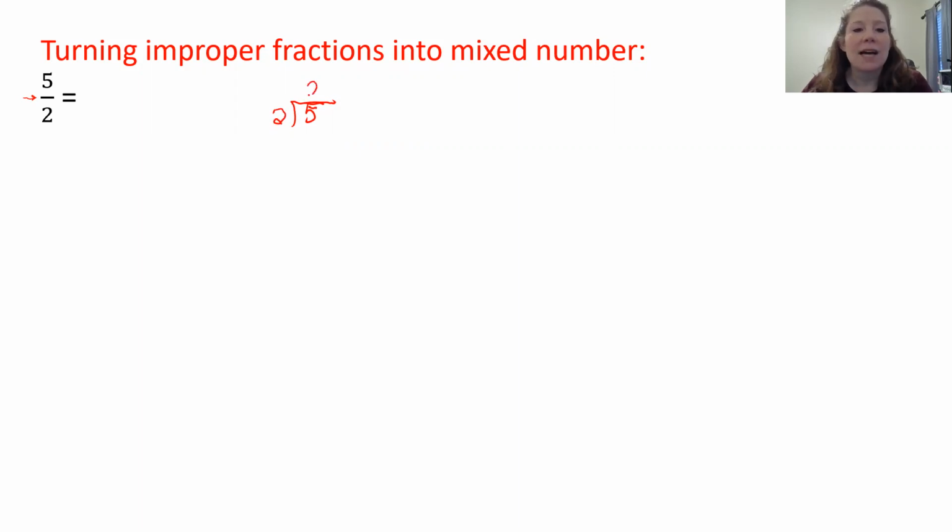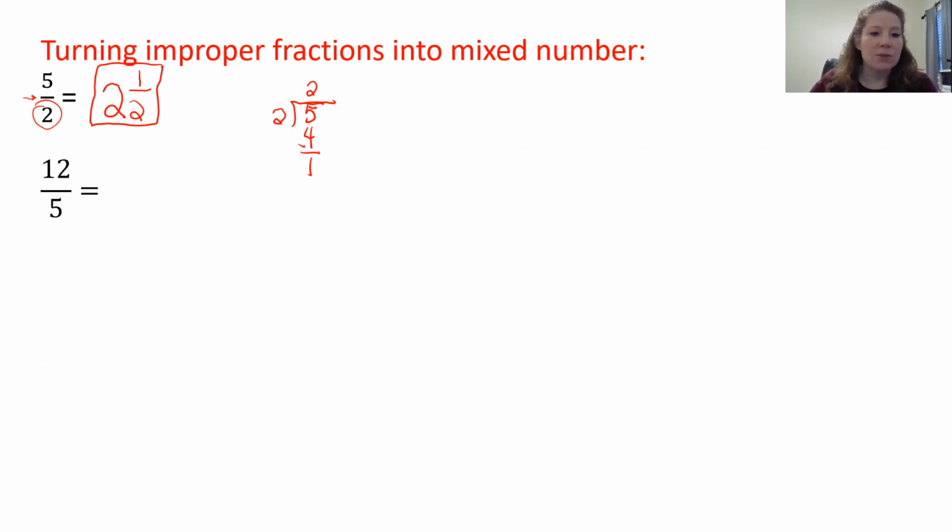So 2 will go into 5, 2 whole times, and 2 times 2 is 4, leaving 1. So then that remainder becomes the numerator of your fraction. So 2 whole times with a remainder of 1, and your denominator never changes. So 5 halves is the same thing as 2 1/2.